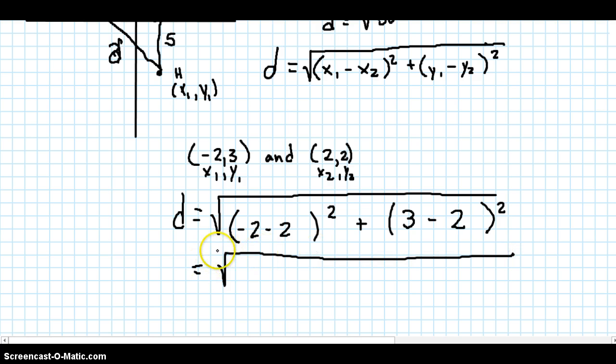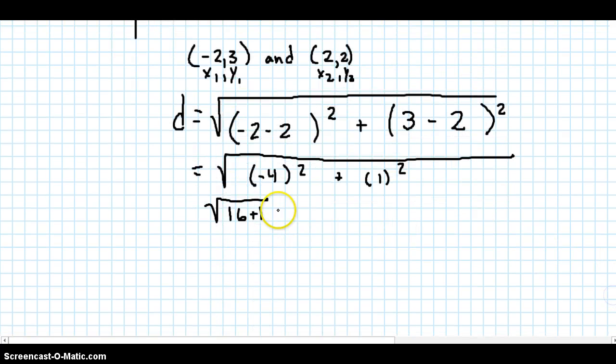So it'll give us -4 squared plus 1 squared, which will give us 16 plus 1, or the square root of 17, which is about 4.12. So that's how you would use the distance formula to find the distance between 2 points.